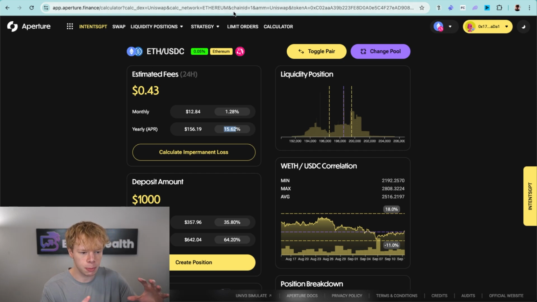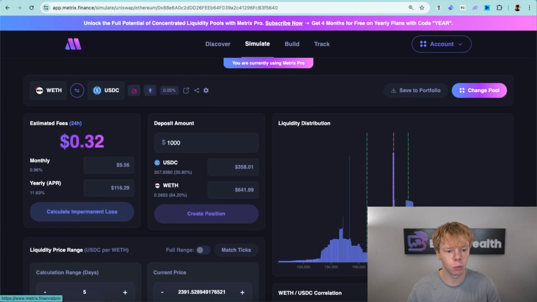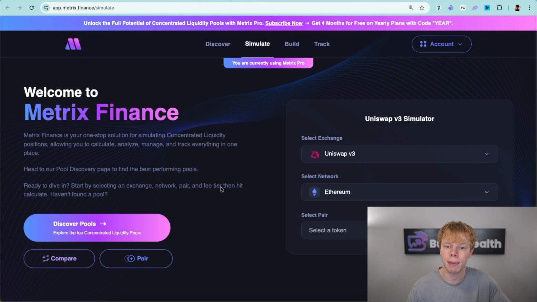So the whole point of this experiment is to deploy $1,000 to see which one is most accurate and is going to be the closest to the actual return that we're going to get. But of course, like any liquidity provider would, we want to make sure that we're actually in the best fee tier as well as best asset class.